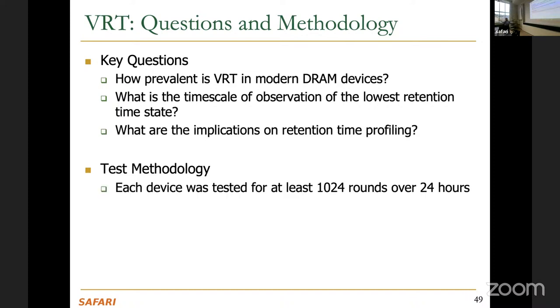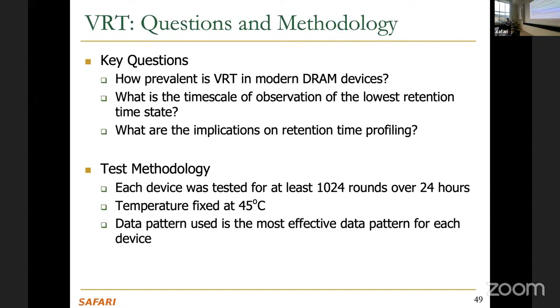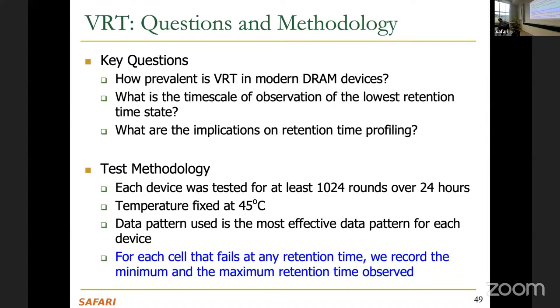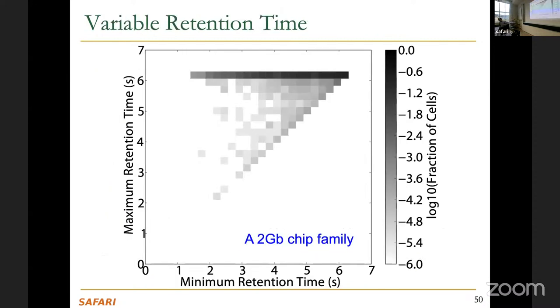For this, we test each device for at least 1,024 rounds over 24 hours. Temperature is fixed at 45 degrees Celsius. The data pattern used is the most effective data pattern that we discovered for each device in the prior data pattern testing. For each cell that fails at any retention time, we record the minimum and the maximum retention time that we observe. Let's take a look at that.